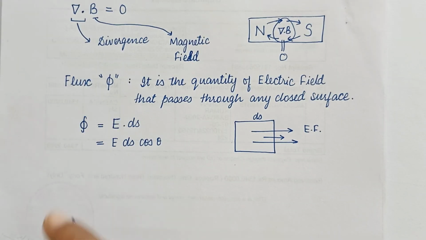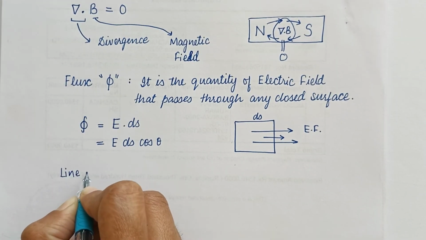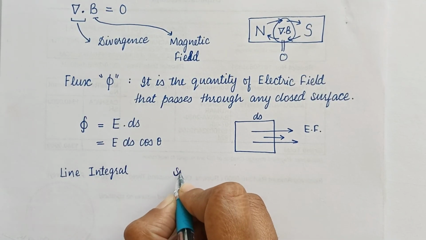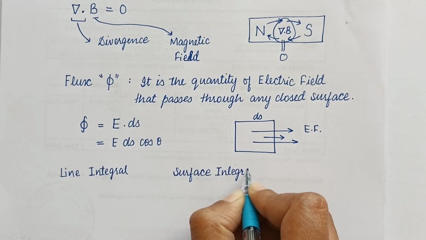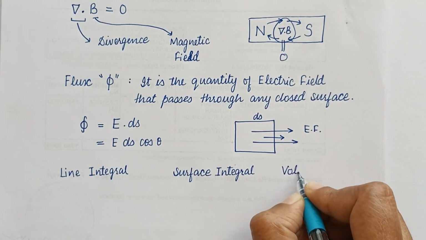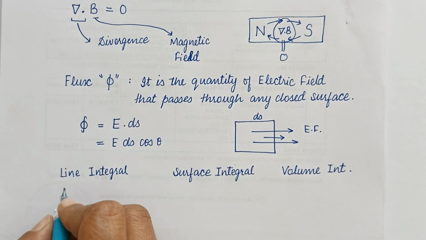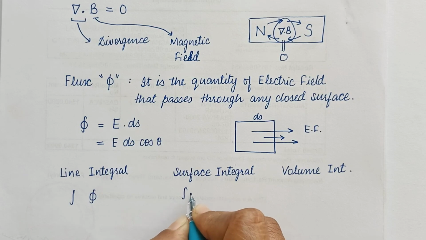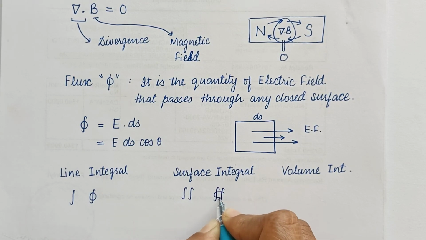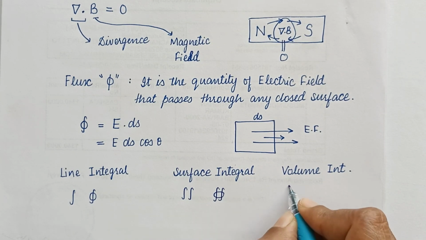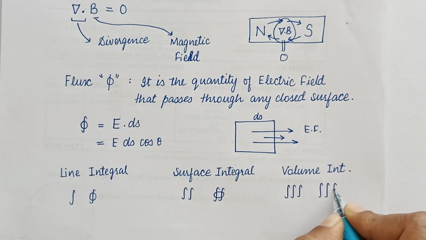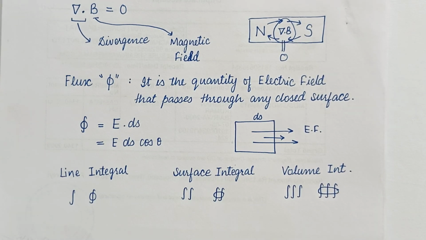Now a few symbols like line integral, surface integral, volume integral are represented like this, or this for closed, two integration signs for surface, this is for closed surface, three integration signs for volume, and this integration is for closed volume integral.